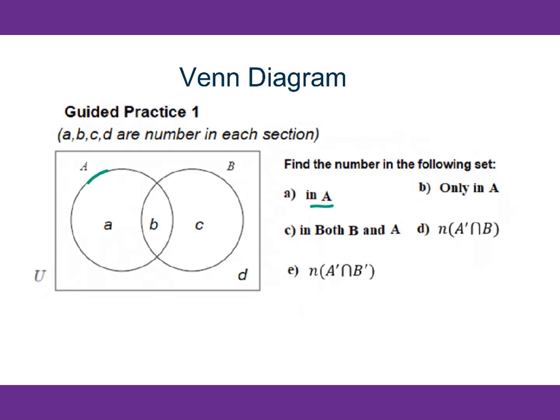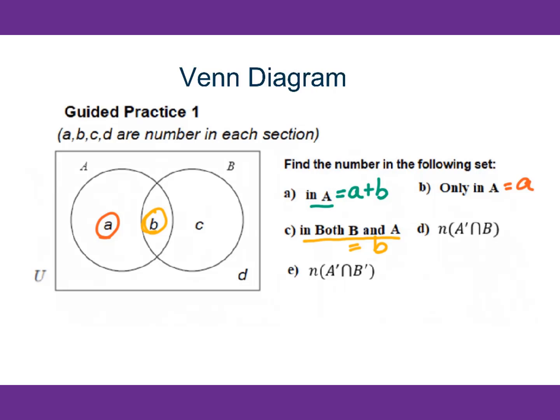That means in this circle, we add all the numbers in this circle. So we have A plus B. Only in A will be this number, which equals A. In both B and A will be this number, so that equals B.